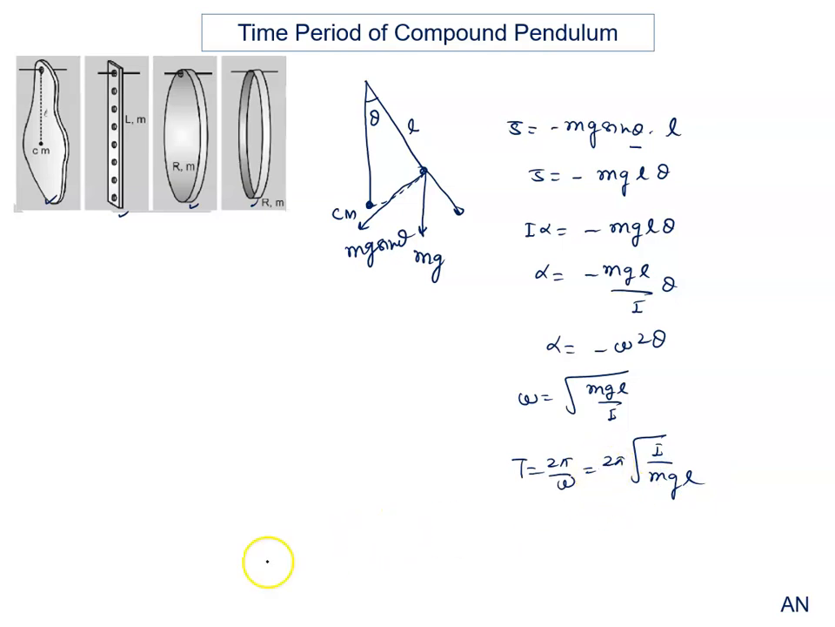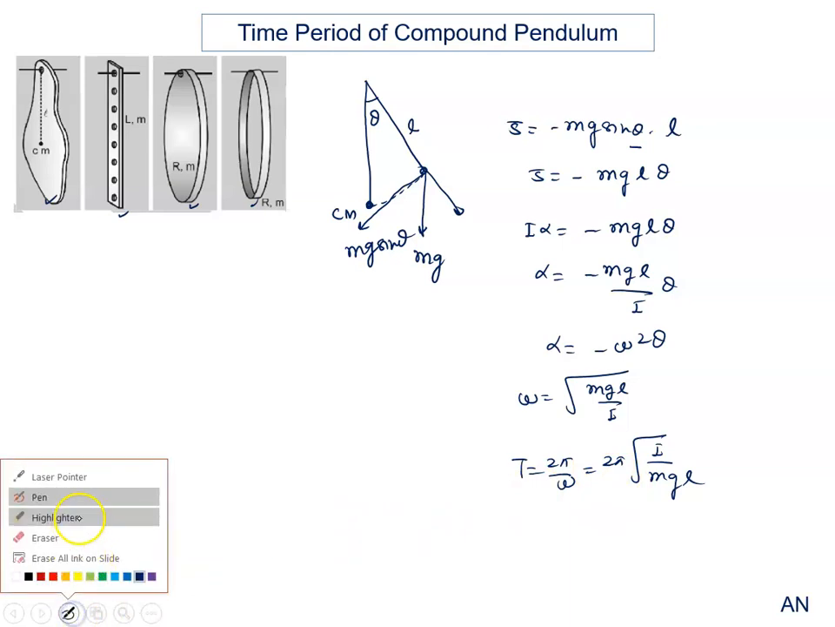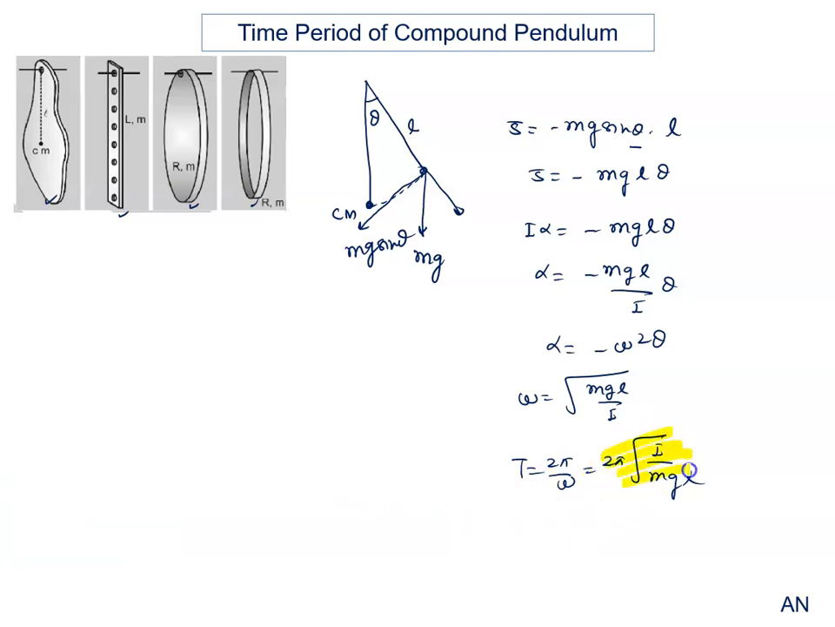Sometimes we require this formula. Of course, you have to learn this formula. Sometimes this formula can be shifted into another form, in terms of the radius of gyration k and the distance between the point of suspension and the center of mass. How will you calculate it?